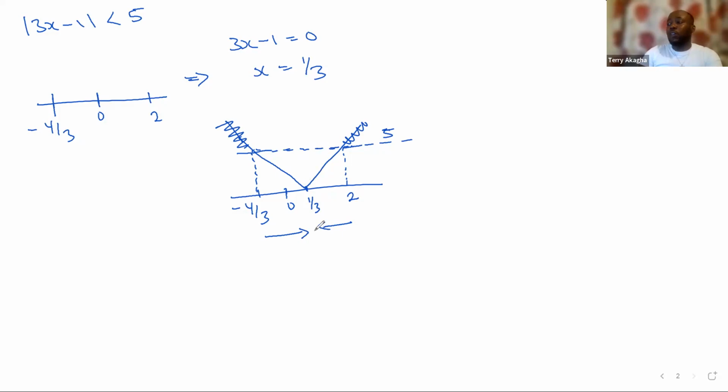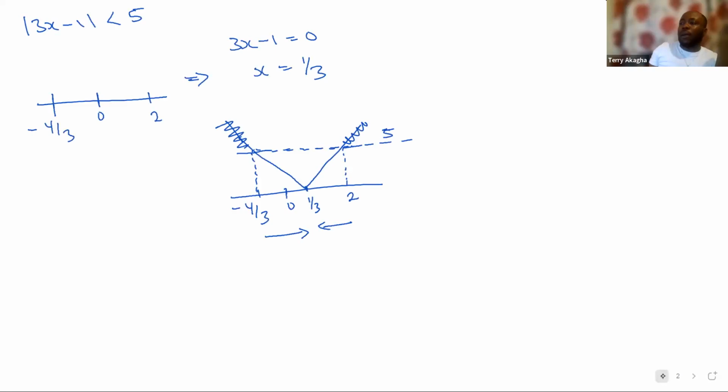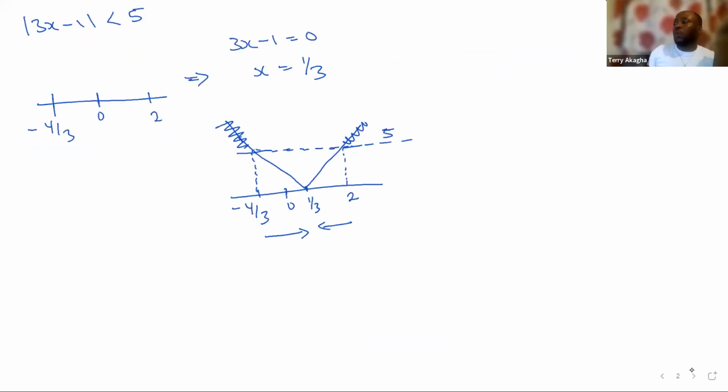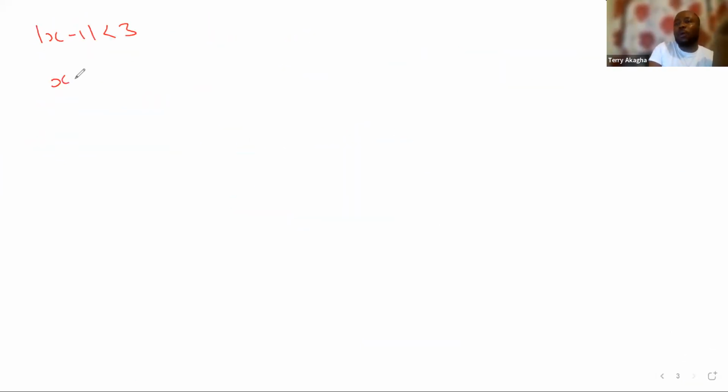All right, so I'm going to just pick one more example just to solve it again. Then we'll call it a day for this video here. So let's say I have a question on the absolute value of x minus 1 less than 3. So remember, I told you the first rule, you have to equate it to both positive and negative. So you're going to equate this to both positive and negative. So it's going to be x minus 1 is equal to 3. And x minus 1 is equal to -3.